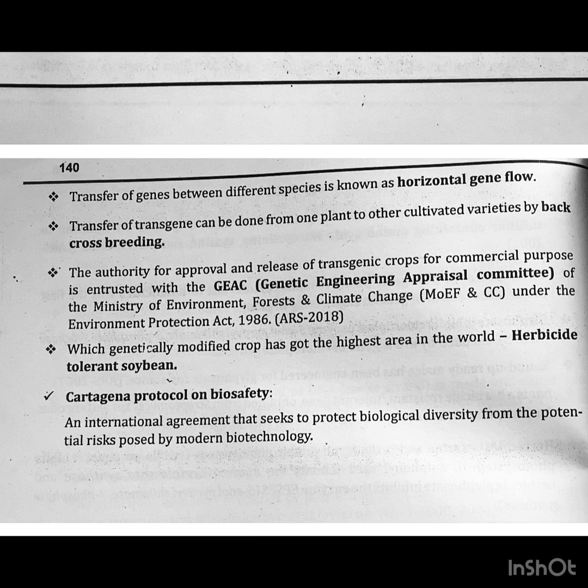So, students, these are all short notes, or quick notes, about the genetic engineering topics. It will definitely help you in your upcoming ARS NET examination.